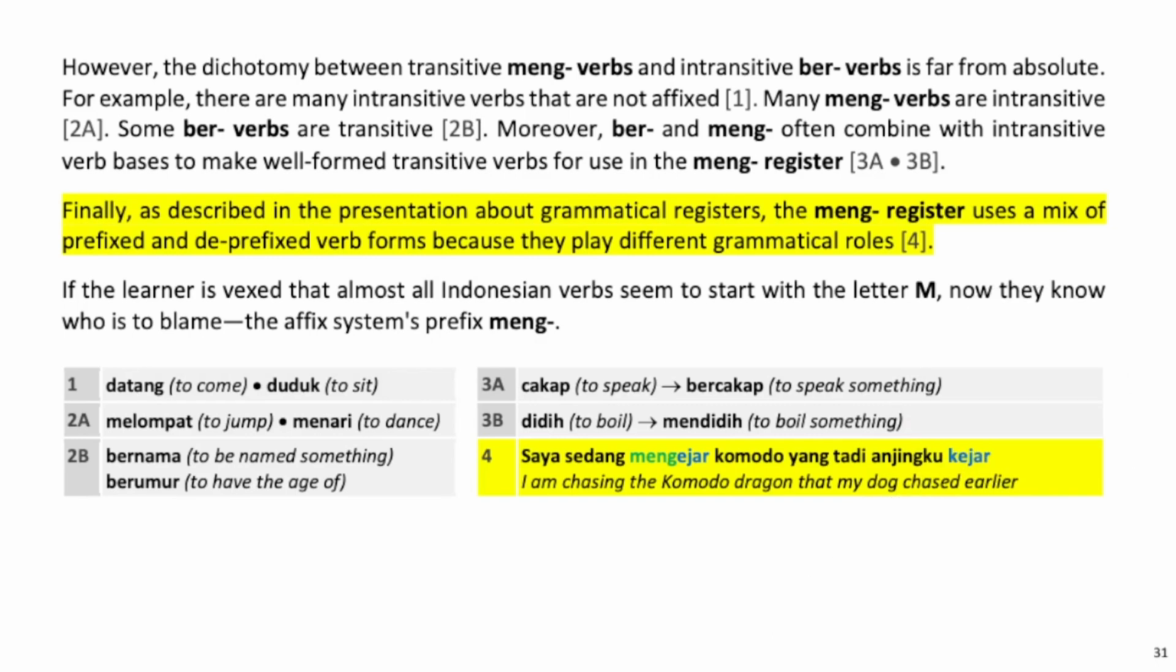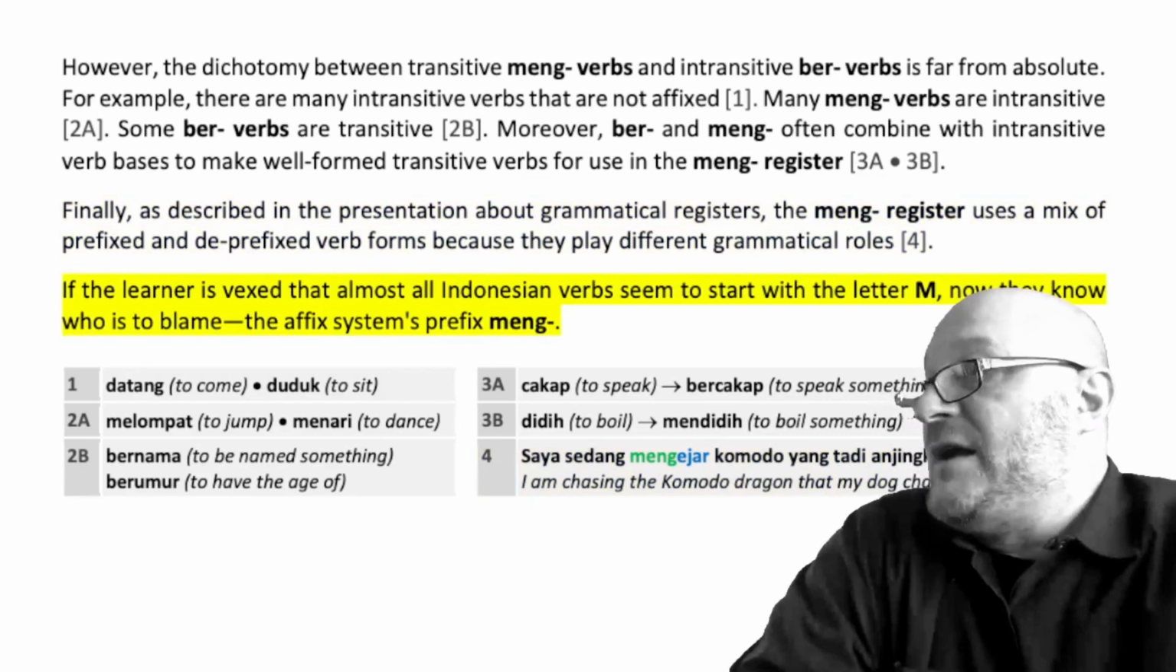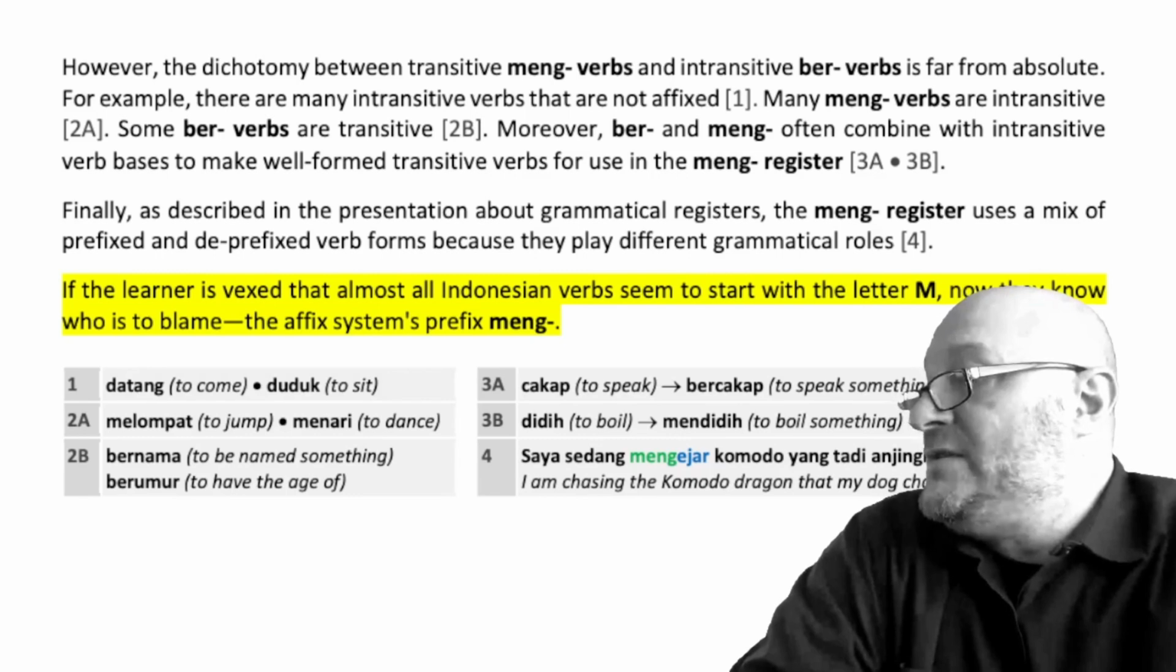Example 4. Saya sedang mengejar komodo yang tadi anjingku kejar. I'm chasing the Komodo dragon that my dog chased earlier. It uses the base kejar twice, in the form with the affix meng in the main clause, mengejar, and as the di- prefix, deprefixed form kejar in the subordinate clause. If the learner is vexed that almost all Indonesian verbs seem to start with the letter M, now they know who is to blame, the affix system's prefix meng.